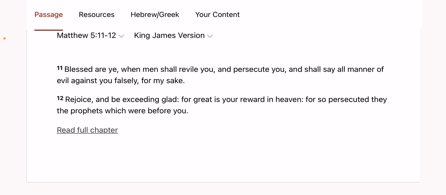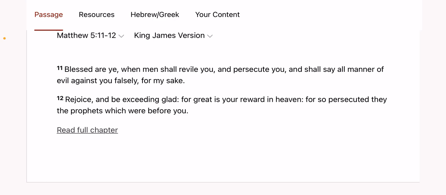One more time, verse 12. And it says, "Rejoice and be exceeding glad, for great is your reward in heaven, for so persecuted they the prophets which were before you." So showing you we're not exempt from these things. Because the spirit of a prophet is subject to the prophet. So if you're a prophet back then, you're a prophet back today. And just how they have persecuted us back then, it's going to be the same thing today.